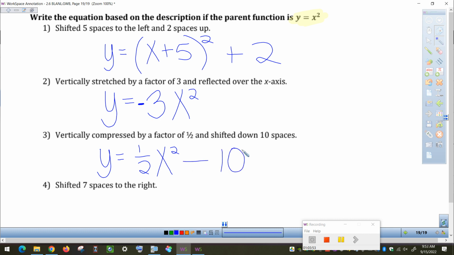Vertically compressed by a factor of 1/2 just means we put a 1/2 in front of the whole thing. If we want to go down 10 spaces, we're subtracting 10. On the last one here, if we want to go 7 spaces to the right, we're going to subtract 7 inside of our function. With this one, it's going to be inside parentheses, kind of similar to what we did before when we went to the left. This is how we go to the right.